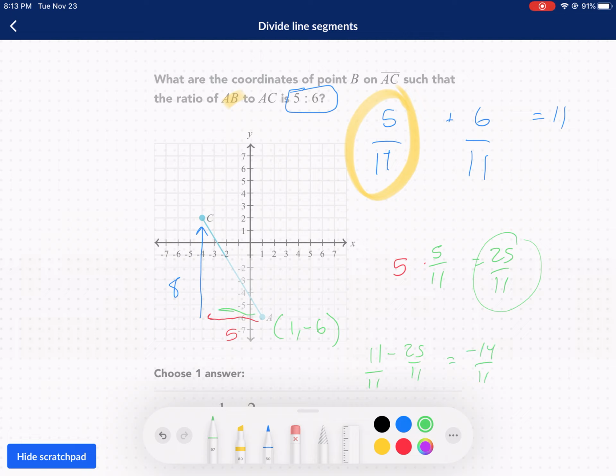I subtracted it because we're going this direction, but not the full length of 5. We're going 5/11ths of 5. And I subtract that from 1 because that's the direction we're going in. I get negative 14/11 for my first. Okay, and then I need to find out what is 5/11ths of 8. So 5/11ths times my distance of 8.